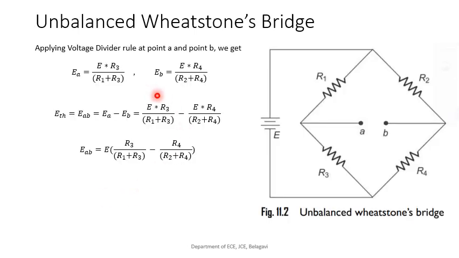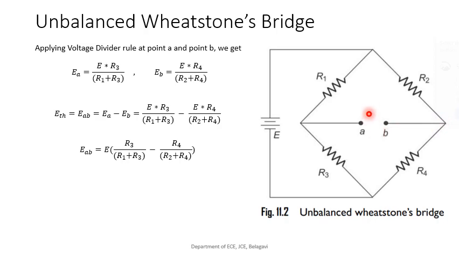Previously, what we have seen is the balanced Wheatstone's bridge. By chance, if you have an unbalanced Wheatstone's bridge, how do you find out the current? What we are now going to assume is that the voltage at this point and the voltage at this point are different. We will name this point as A and this point as B.